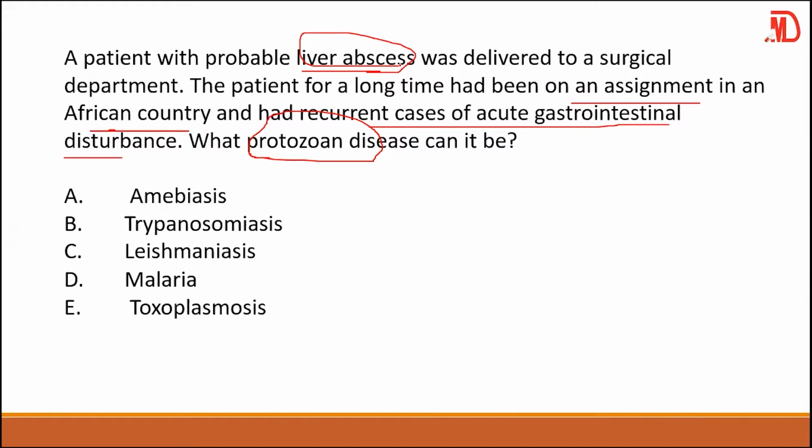Then there's gastrointestinal disturbance. So what are you looking out for? Definitely you are looking out for amoebiasis or amoebic dysentery. And this one causes bloody diarrhea. So you read that this person will be having diarrhea very often. So please take note of that. So here we are looking at A as our answer, amoebiasis.